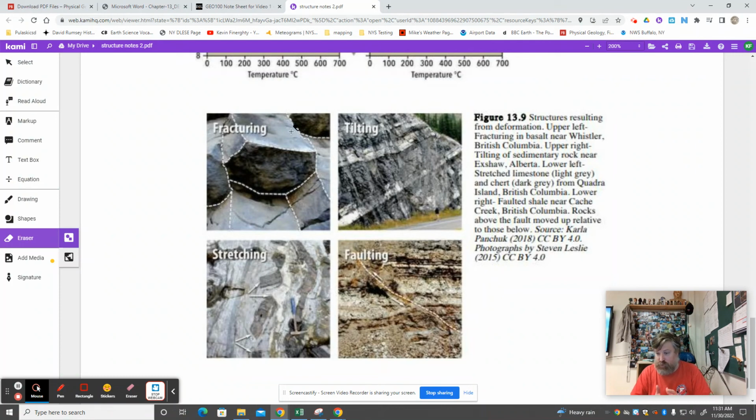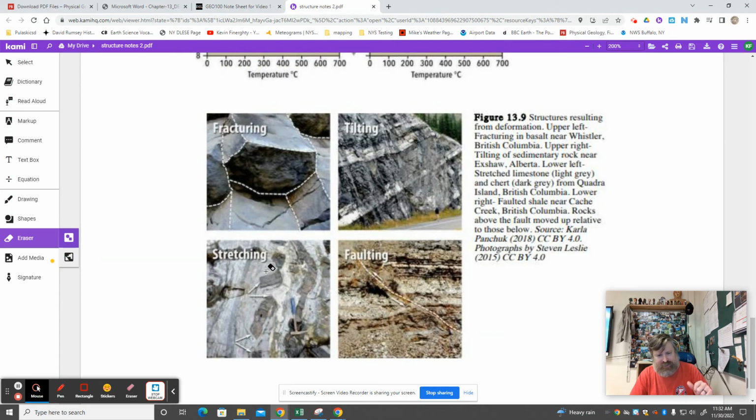Fracturing, where you got actual cracks in the rocks, and we'll talk about two different types there, joints and faults. Tilting, if you've driven around and seen road cuts, there's no way you haven't seen that. And that will also be part of folding, where this could be a big picture. This is a big going up one side and down the other. We'll talk about anticlines and synclines with that.